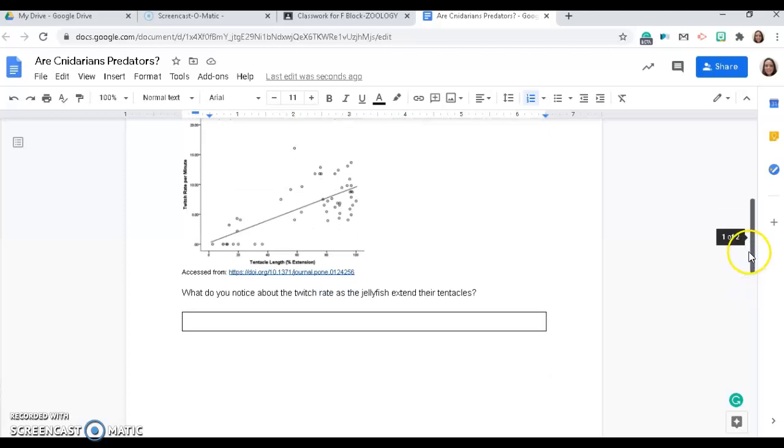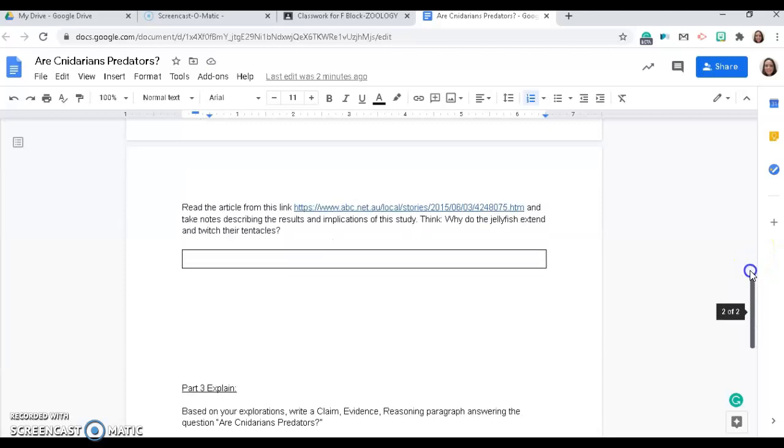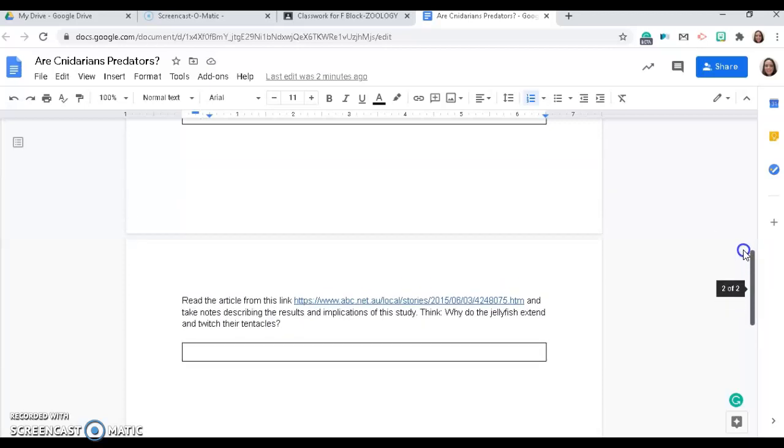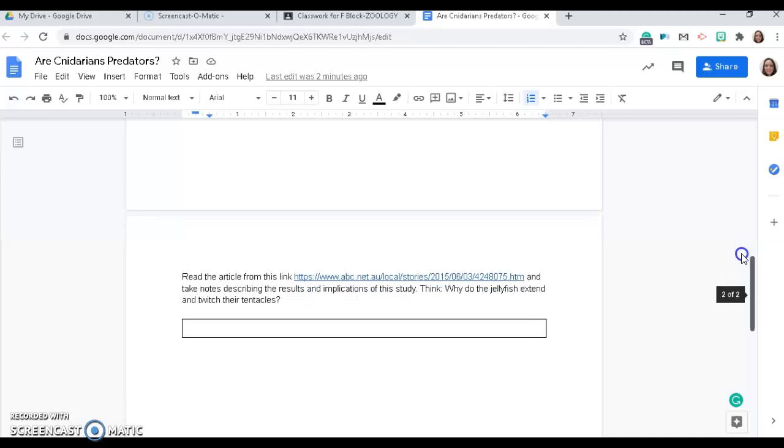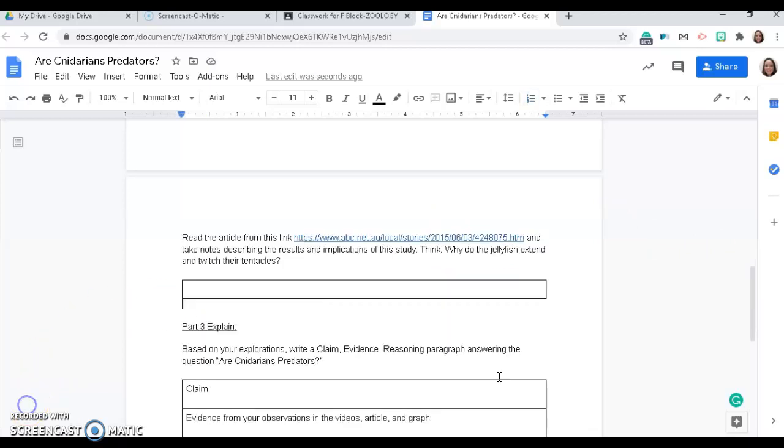Then there is a short article to read about that experiment and what the researchers find and why they think the jellyfish extend and twitch their tentacles. And based on your explorations, you're going to write a claim evidence reasoning paragraph answering the question, are cnidarians predators?